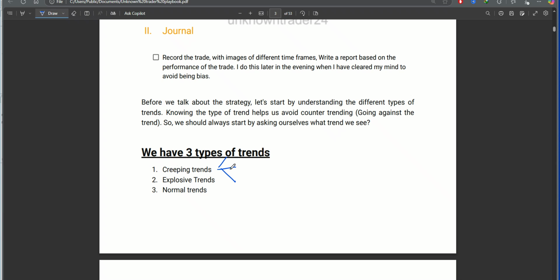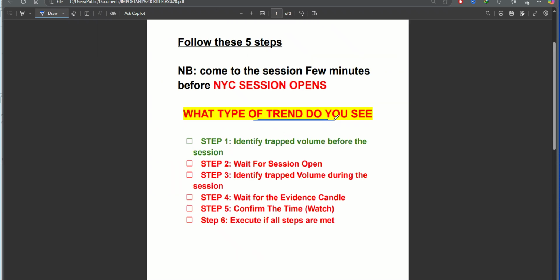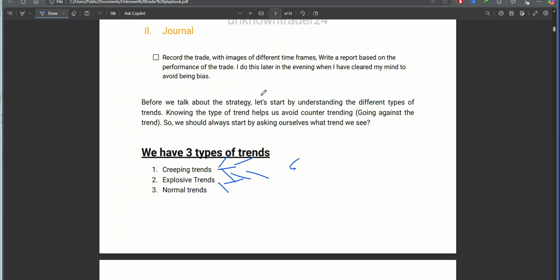The creeping trend has different kinds of strategies on its own, because we have different types of creeping trends. Okay, more than 6 of them, and we have roughly 2 types of explosive trends. These are different strategies. So when you come to your charts 10 to 5 minutes before the session opens and you realize you're inside a trend, you need to apply what is written here. Okay, I've given you straightforward strategies for whatever trend you see.